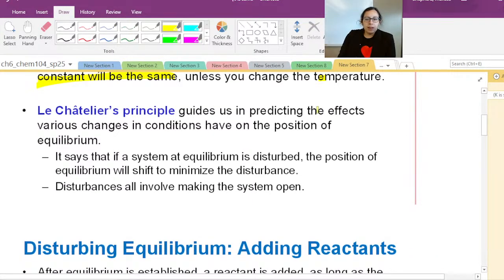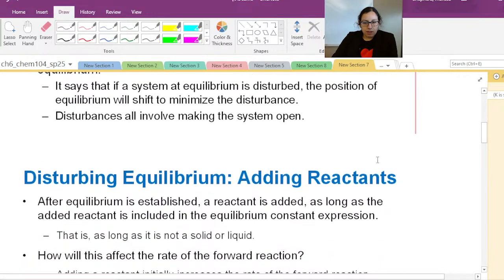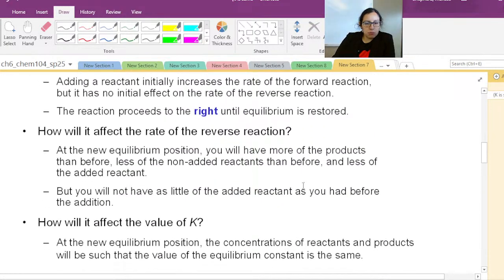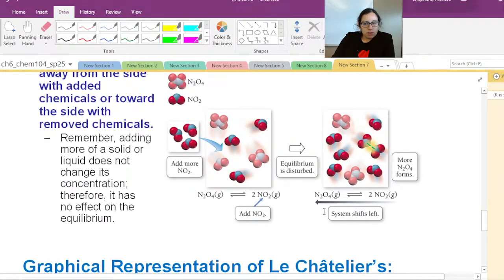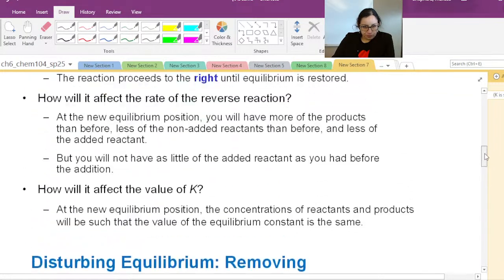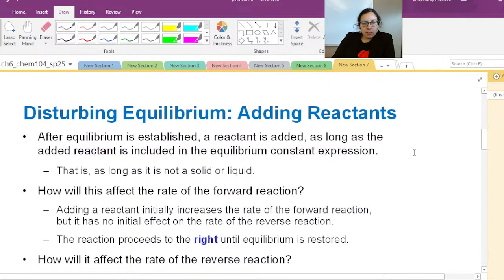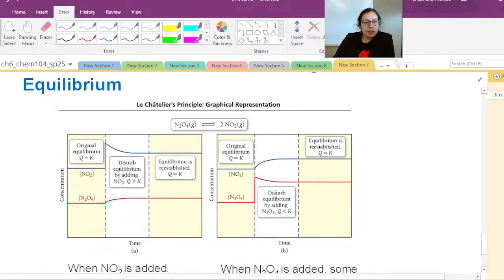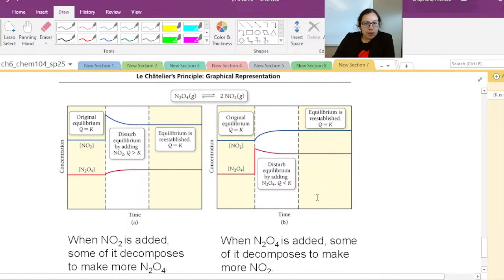But we do want to predict the effects of these changes and be able to predict, am I going to get more products or reactants? All right, so let's start to go through these. We'll see how far we get. And again, ask questions, because this has a lot of words. So let's try to see what it's saying. Let's look at adding reactants, but let's scroll down to this here.